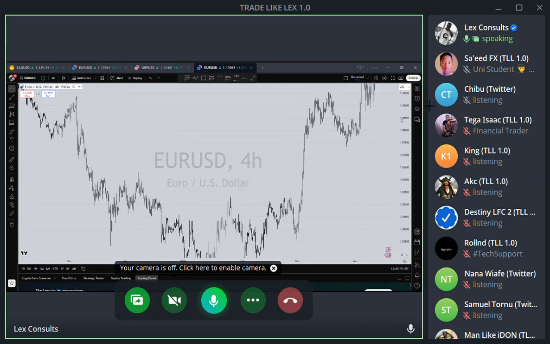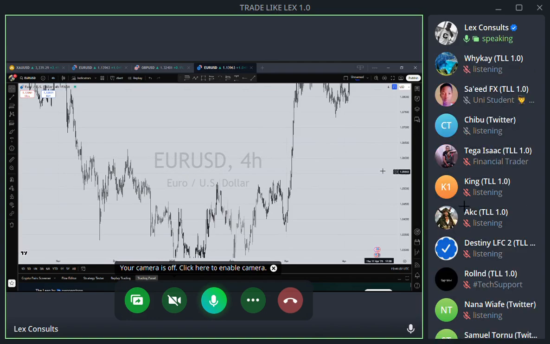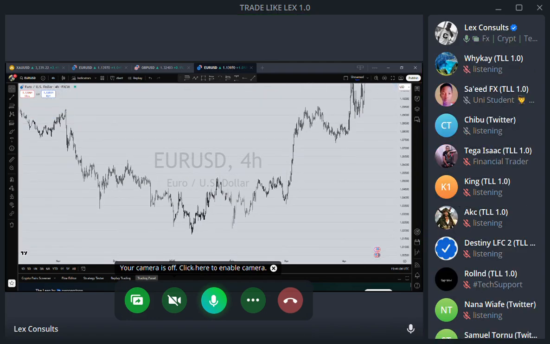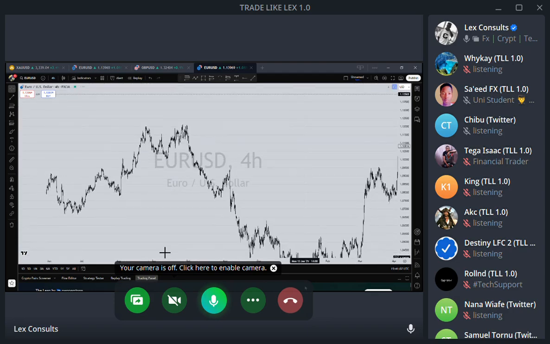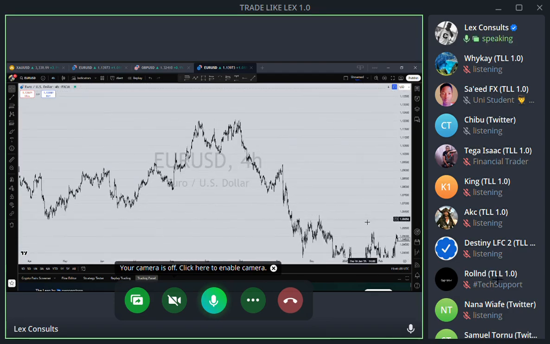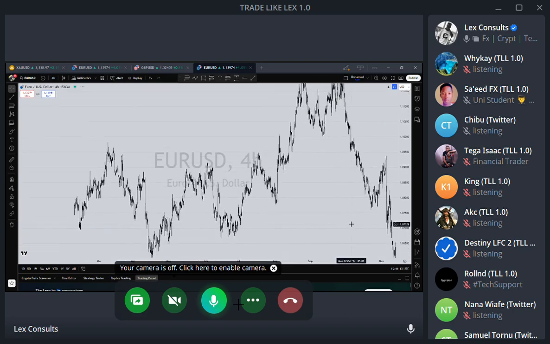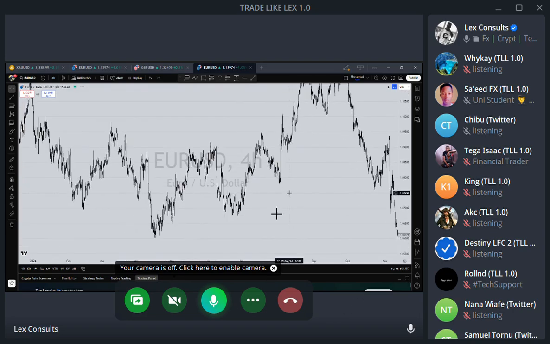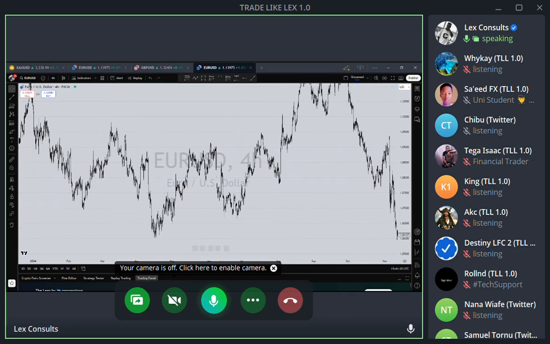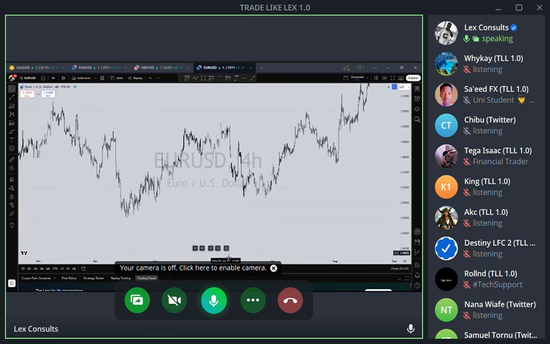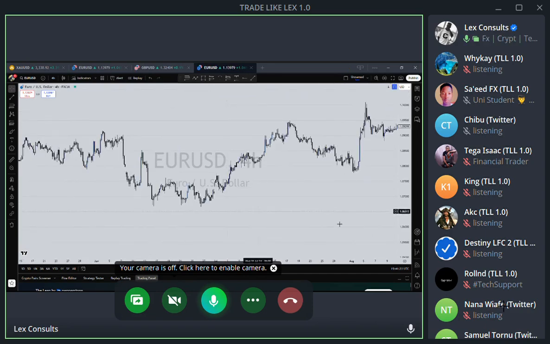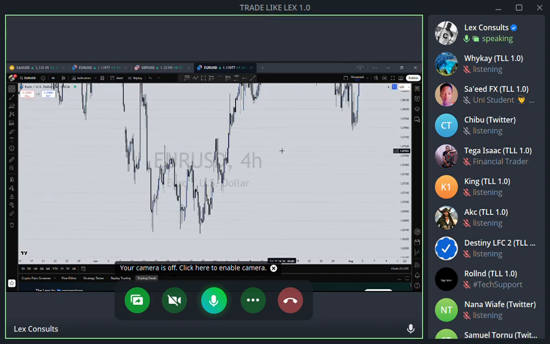Okay, so let's check for our descending triangle. Okay, I think something like this is a descending triangle. Look at it. How do you spot this pattern? You must zoom out, at least zoom in. I'm not an English student.